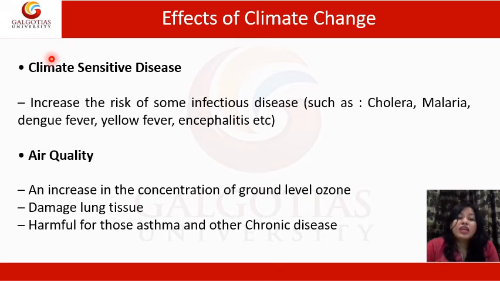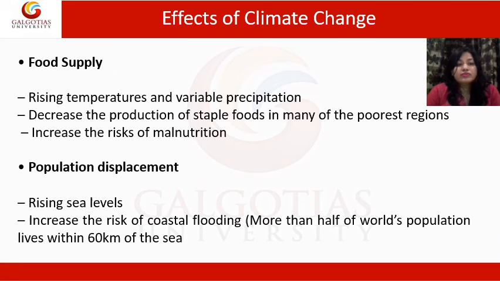Climate-sensitive diseases: increases the risk of some infectious diseases like cholera, malaria, dengue fever, yellow fever, etc. Air quality: an increase in the concentration of ground level ozone decreases air quality. Due to this, lung tissue is damaged, which is harmful for those with asthma and other chronic diseases. Food supply: increasing temperature and variable precipitation decrease the production of staple food in many of the poorest regions and increase the risk of malnutrition.